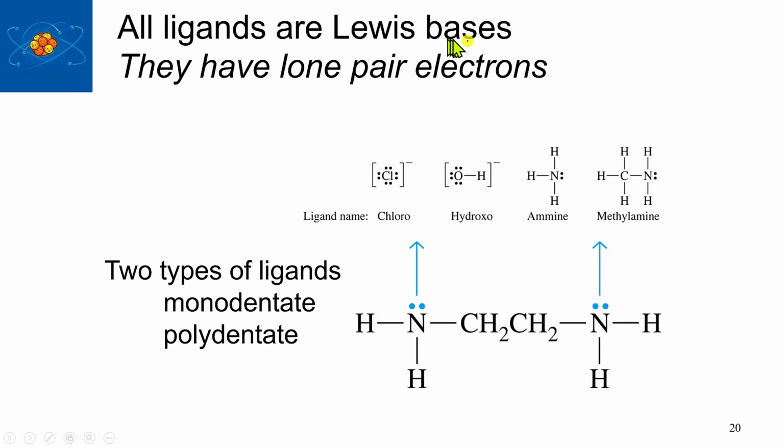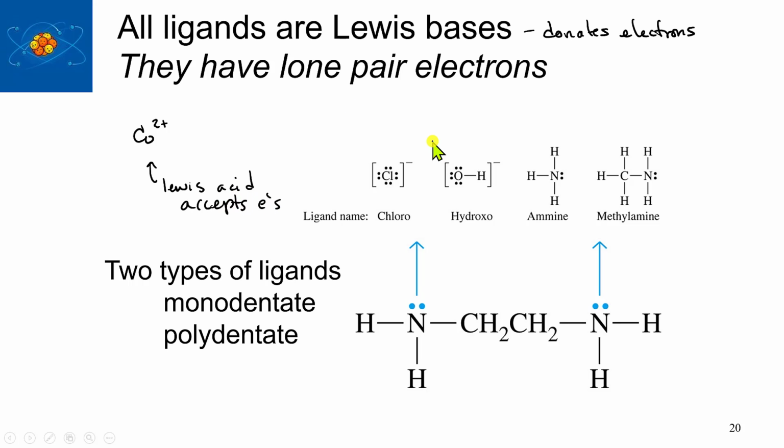So these ligands are what we call Lewis bases. If you don't remember that definition, hopefully you do. But a Lewis base donates electrons. And because it's donating the electrons, the metal ion, let's say it's cobalt 2+, is a Lewis acid, and it accepts electrons. So both electrons come from the ligand, and then one of the things they have to have is lone pair electrons on them.